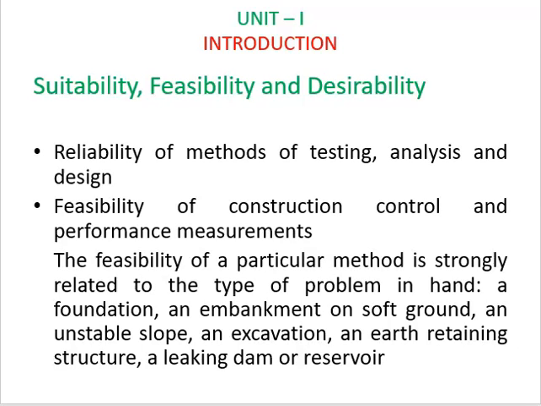Next point is feasibility of construction control and performance measurements. Before starting the ground improvement process at the site, the quality control and performance related documents have to be prepared for better monitoring and controlling the ground improvement process in the field. The feasibility of a particular method is strongly related to the type of problem in hand: a foundation, an embankment, soft ground, an unstable slope, an excavation, an earth retaining structure, a leaking dam or reservoir.